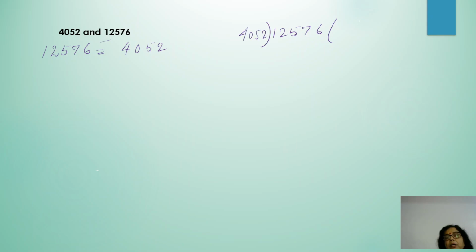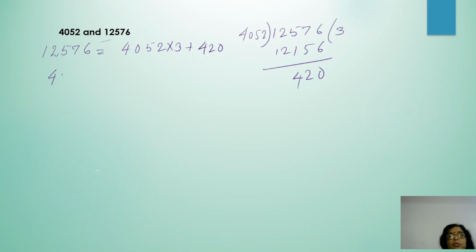And here, if you look at this 4052 carefully, 4 into 3 is 12. And here this is 5, and 5 into 3 is 15. So obviously it will be 3 times. So you get here 6, this is 15 and this is 1, and this is 12. So the remainder is 420. So 4052 into 3 plus 420 is the remainder. So next step, you notice over here 420 is the remainder. Alright, 4052 was the divisor.